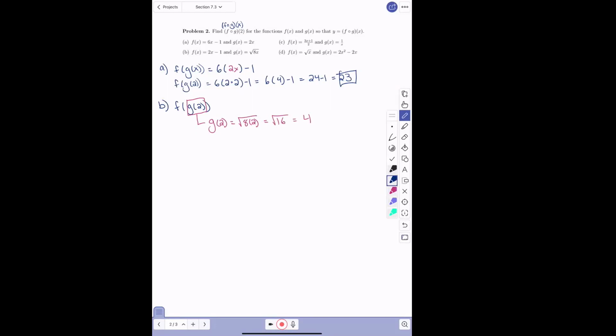So now when we do f of g of 2, that's the same as f of 4. This 4 coming from here. So f of 4 is equal to 2 times 4 minus 1, 8 minus 1, which is equal to 7. So 7 is your final answer. Any questions there?